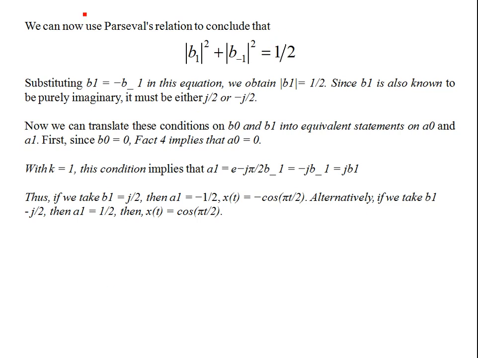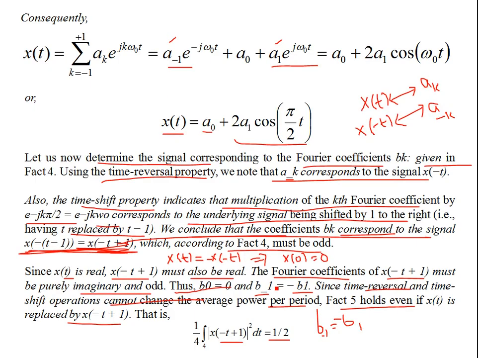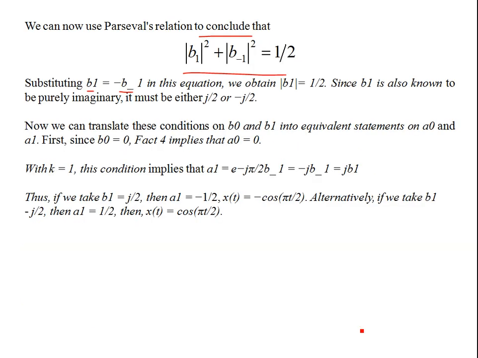So if you use the Parseval relation to conclude that the power in the Fourier coefficients is also the same as the signal power, then substituting b minus 1 as minus b1 in this equation, as you have seen earlier, you obtain that magnitude of b1 squared is half. So 1 over 4 plus 1 over 4 is 1 over 2. Basically, this is twice magnitude of b1 mod square is half.